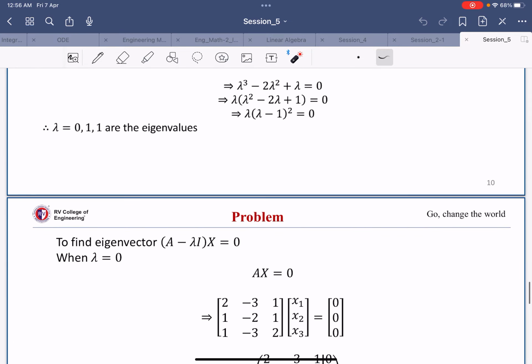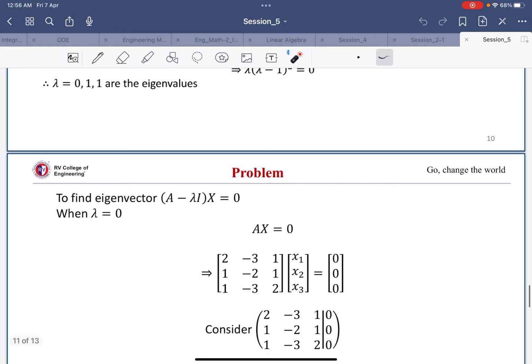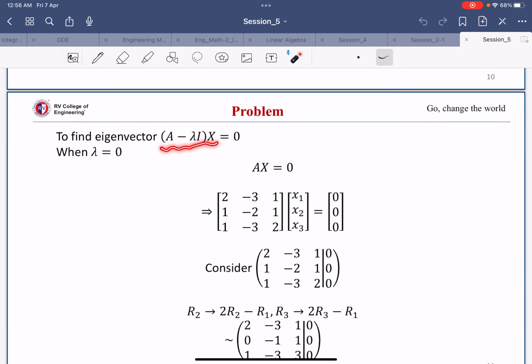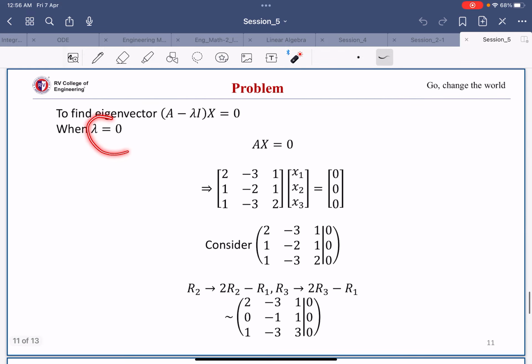So we need to also find the corresponding eigenvectors for these eigenvalues. Let me first consider lambda is equal to 0. To find the eigenvector, we first consider the equation A minus lambda into x is equal to 0. When lambda is equal to 0, this particular term vanishes. So what do I get? A x is equal to 0 we end up with. So A is the given matrix, x is our eigenvector. You can either take it as x, y, z, or x1, x2, x3, anything, is equal to 0, a column matrix.